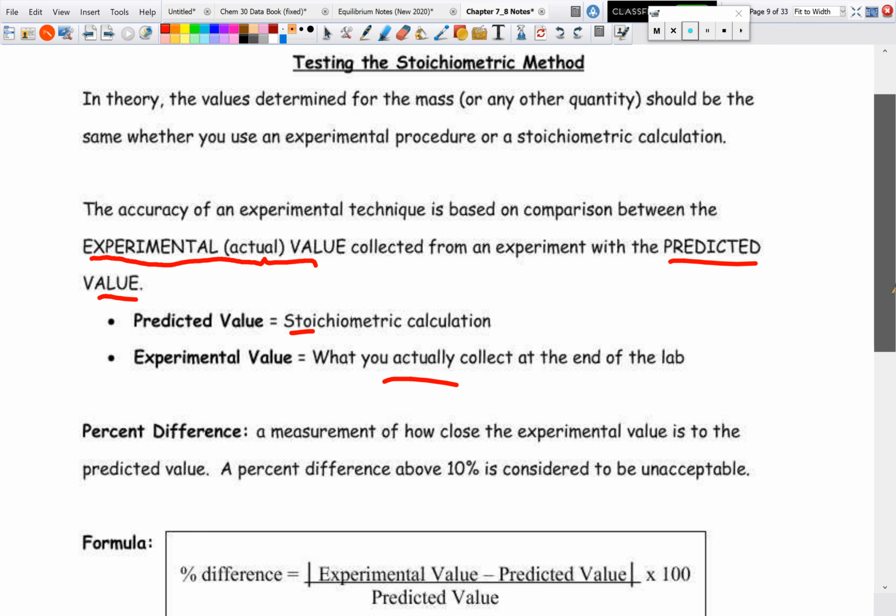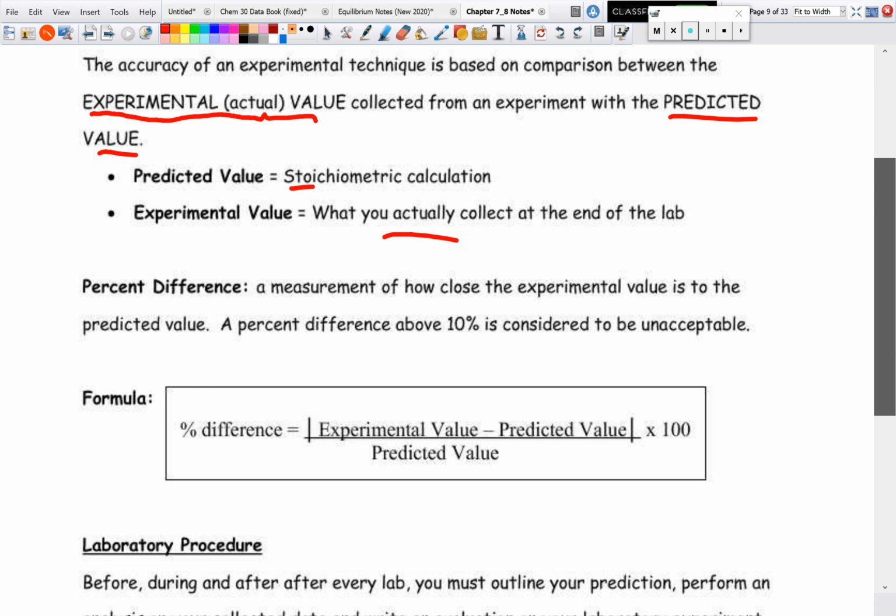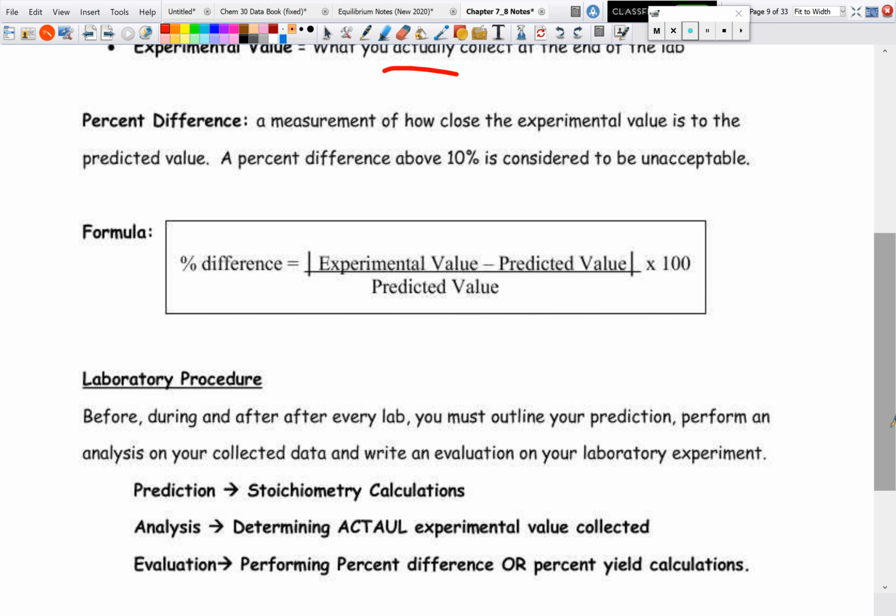So one of the things that we're going to do to measure how effective our laboratory techniques are is something called the percent difference. This is a measurement of how close the experimental value is to the predicted. A percent difference above 10% is considered to be unacceptable. Depending on the lab, we can get a little higher than that, but that's okay.